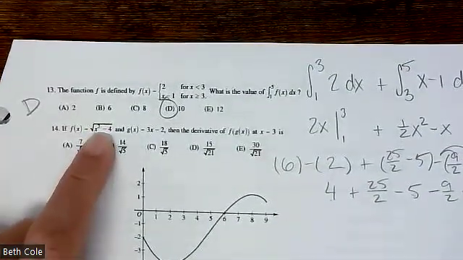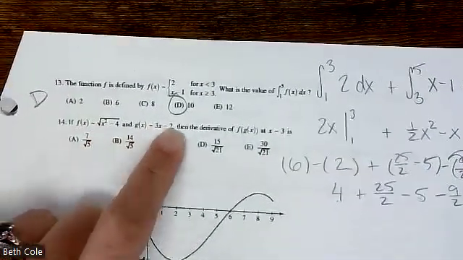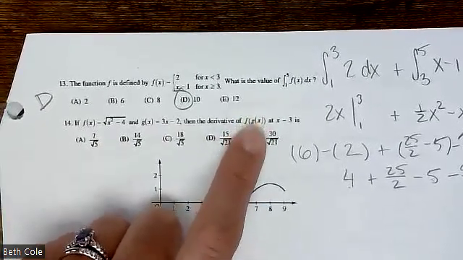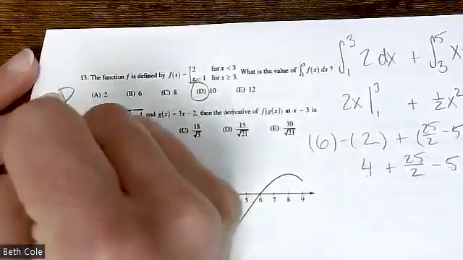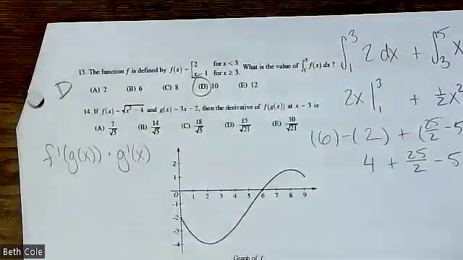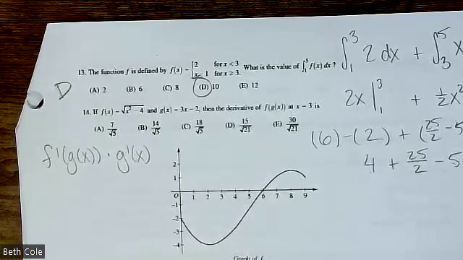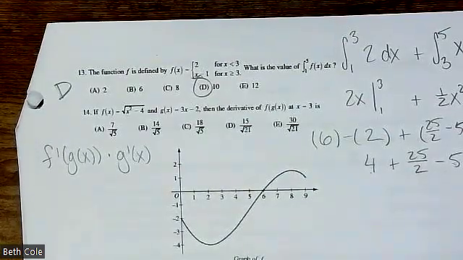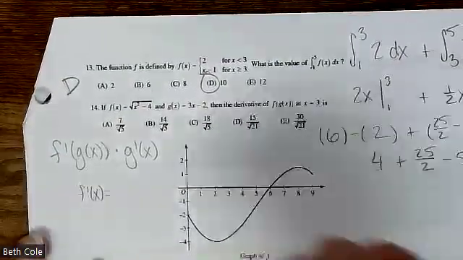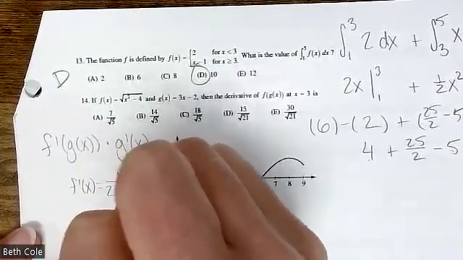F of x is given by this awful thing. G of x is not so bad, though. We want the derivative of f of g. What rule is that? That's chain rule. It's f prime of g of x times g prime of x. So you are going to need to find f prime, and you're going to need to find g prime. So what is f prime of x? Is that not the one with square root? All right, it's 1/2 square root.